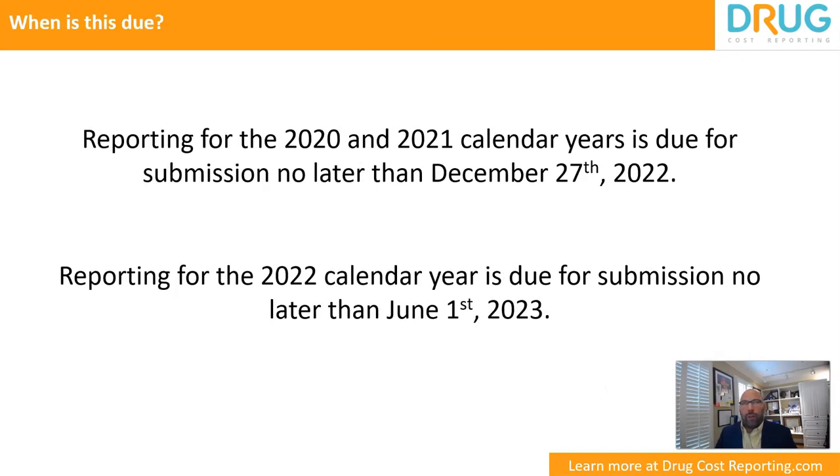For the very first year of reporting, the requirement is to do 2020 and 2021 calendar years, and that is due by December 27th of 2022. Then ongoing each year, what you're going to find is that June 1st is the reporting date for the prior calendar year. So for the very first regular year, if you'd like to look at it that way, June 1st would be the reporting date for the 2022 calendar year.